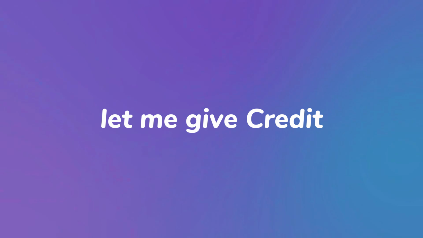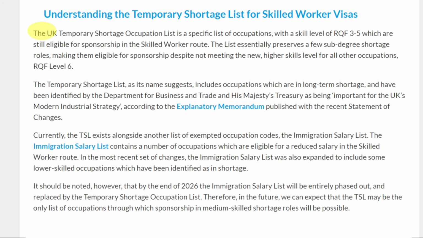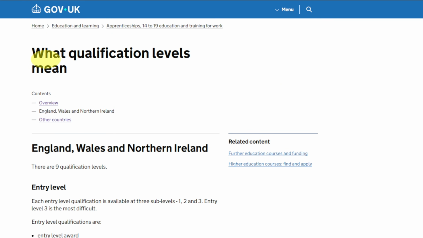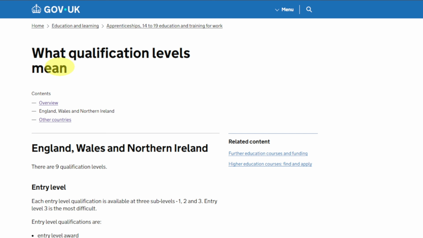But before that, let me give credit to Grace Story, legal associate, for making the immigration rules easier for us to understand. The UK temporary shortage occupation list is a specific list of occupations with a skill level of RQF 3 to 5. If you don't know what RQF means, I'll put the link in the description. It's a gov.uk link. What do the qualification levels mean?